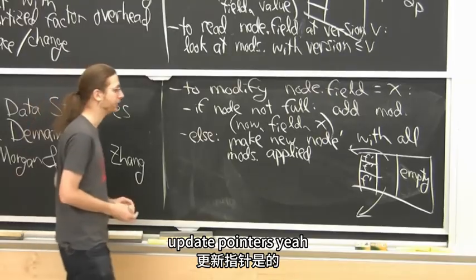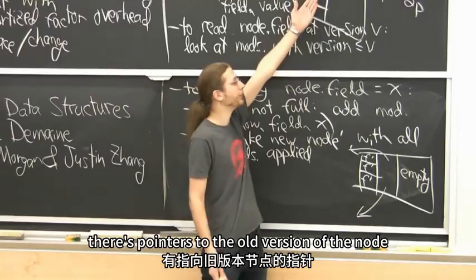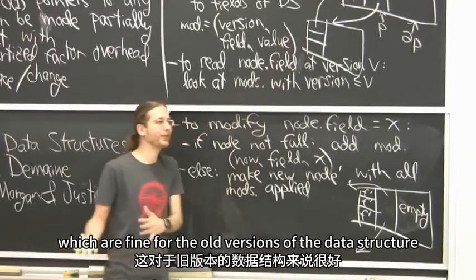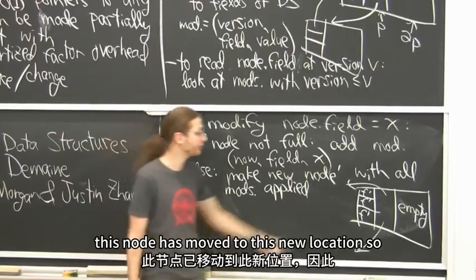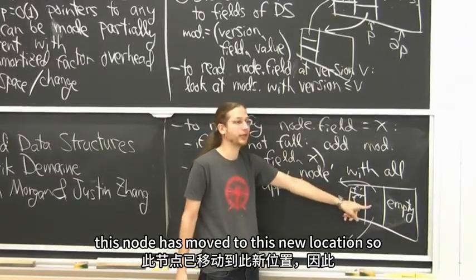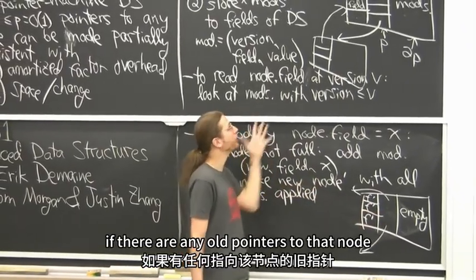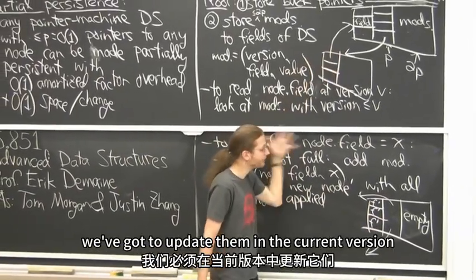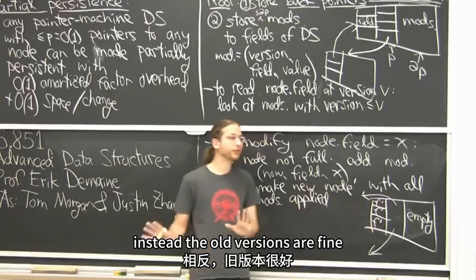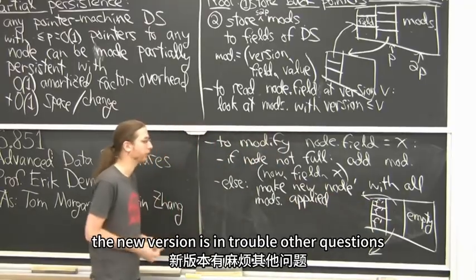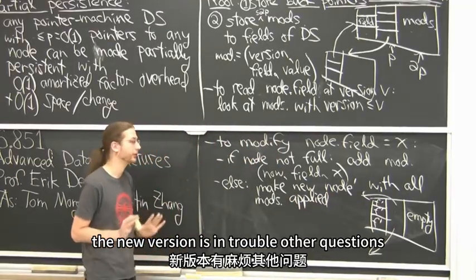Update pointers. There are pointers to the old version of the node, which are fine for the old versions of the data structure. But for the latest version of the data structure, this node has moved to this new location. So if there are any old pointers to that node, we've got to update them in the current version. We have to update them to point to this node instead. The old versions are fine, but the new version is in trouble. Other questions? All the same answer.